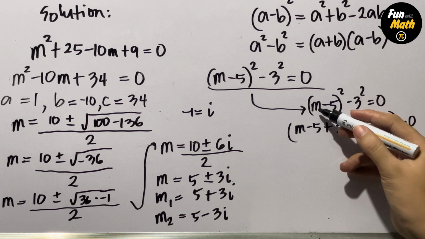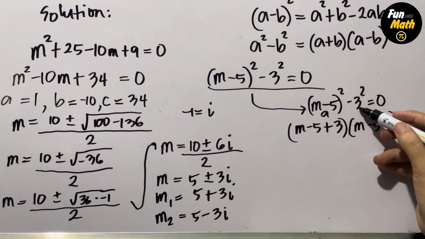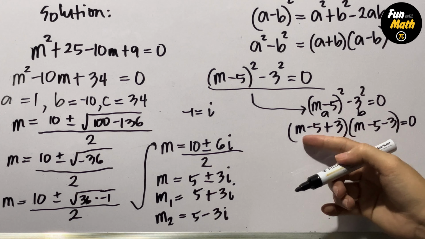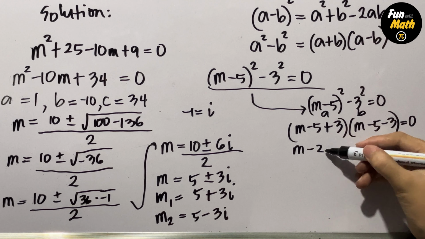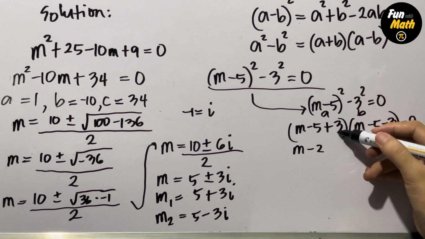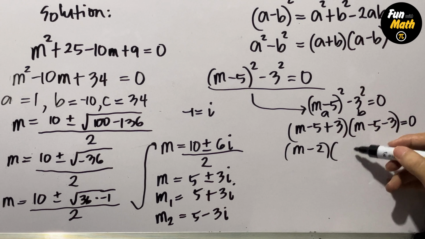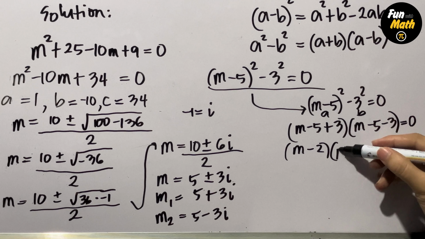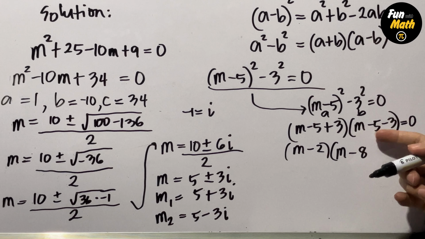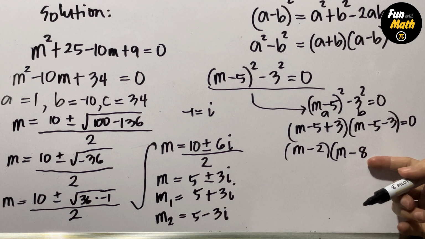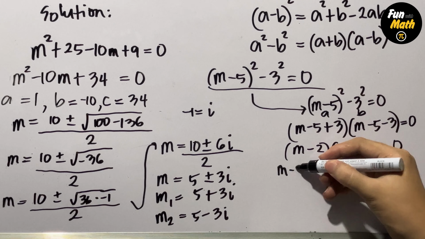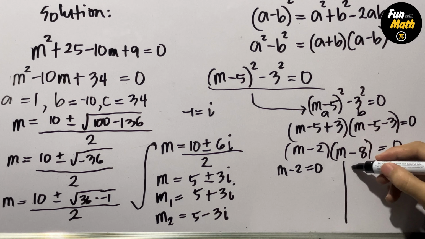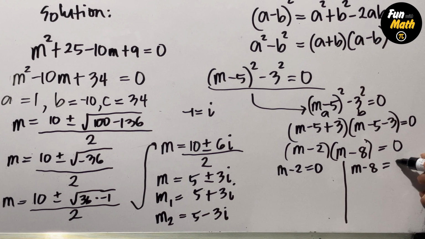Now, m minus 5 is our a and 3 is our b. Now, m minus 5 plus 3, that is m minus 2, because negative 5 plus 3 is negative 2, times m minus 5 minus 3, that is m minus 8. Minus 5 and minus 3 is negative 8 or minus 8. Is equal to 0. Now we can equate both to 0. So this is m minus 2 is equal to 0. The other one is m minus 8 is equal to 0.